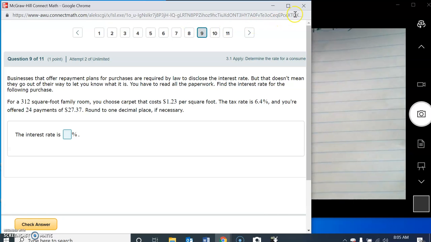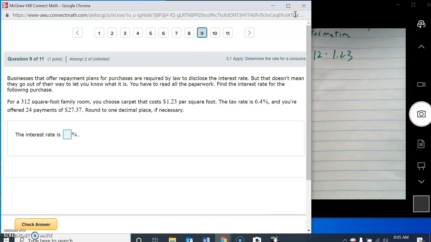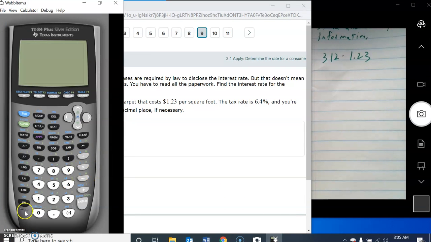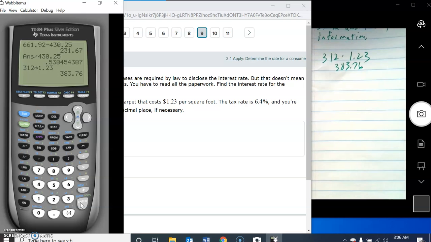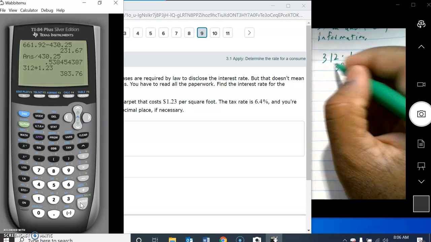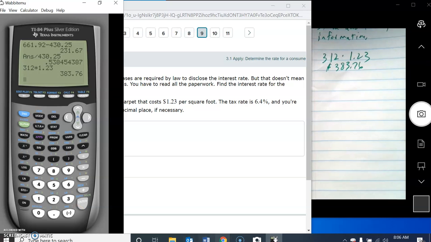Let's see, maybe I could get everything in one frame here. So we'll take the 312 multiplied by 123. We'll put it in our calculator. And that would give us $383.76. Now, we have to take into account the tax rate.